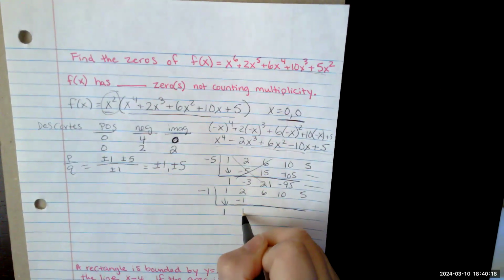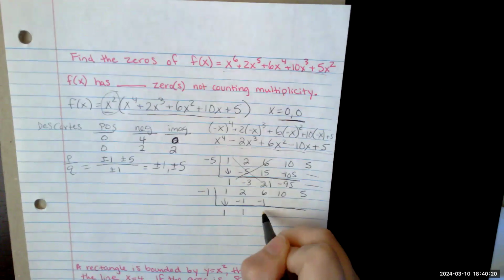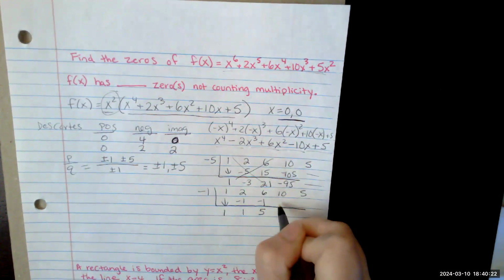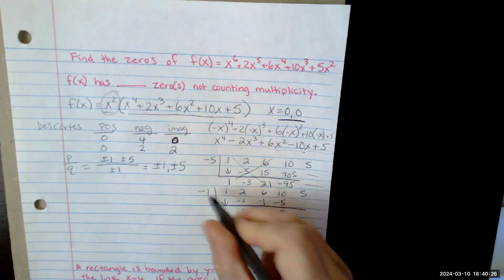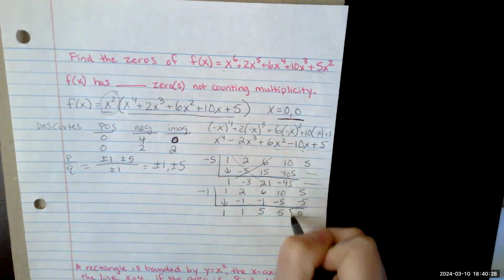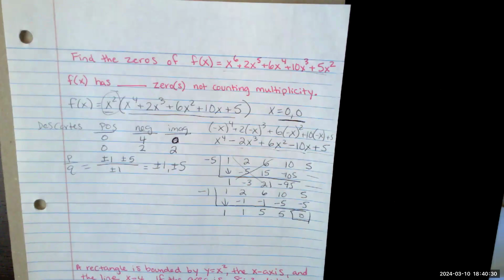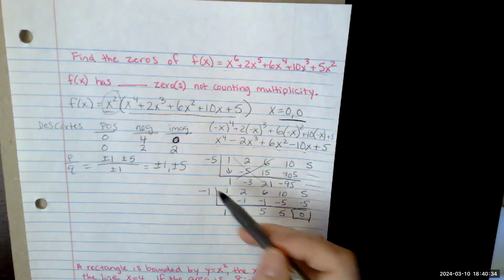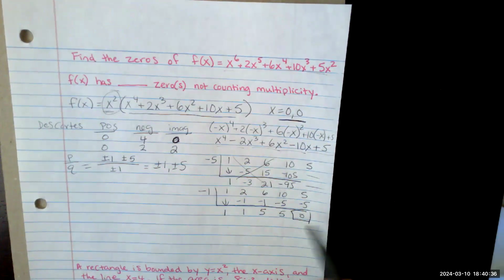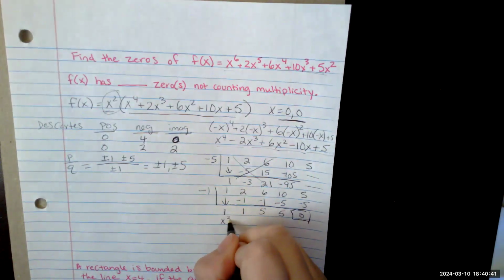Multiply, add, multiply, add, multiply by -1, add these, multiply by -1, and that's better. So that worked. So I was at x to the 4th. I tried -1 and I got to this. So I am now at x to the 3rd.